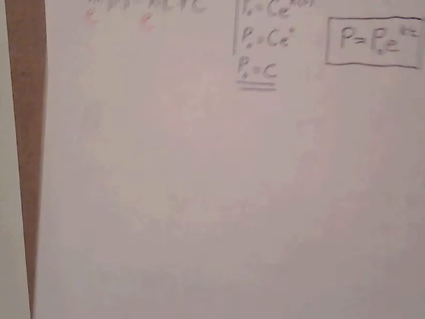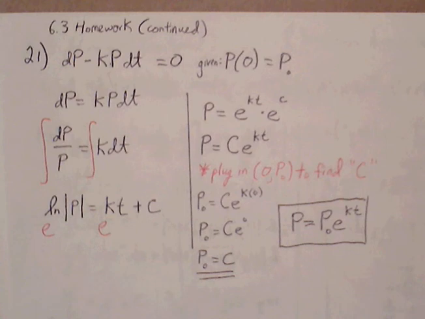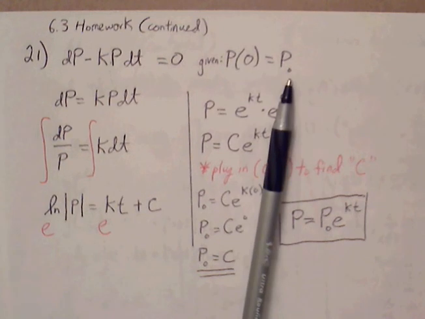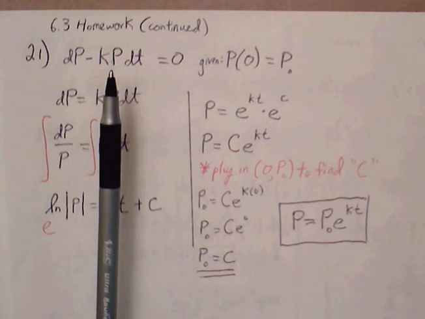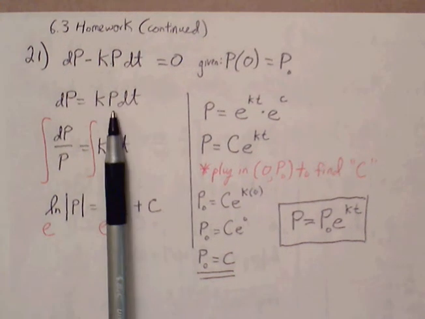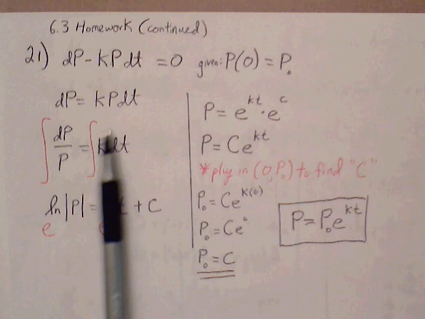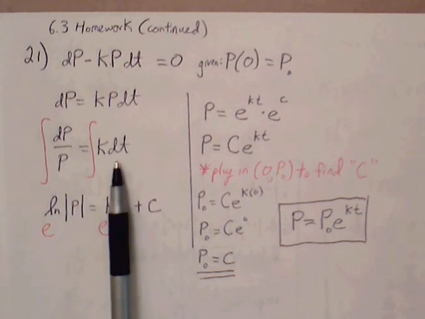All right, one more problem here. This is 21 from section 6.3. We have dp minus k dt, kp dt is equal to 0. And we're given the ordered pair 0, p sub 0. So we're going to start separating the variables. The p's on the left, everything else on the right. So add the kp dt to the right side, divide both sides by p. So now we have a variable separated, dp over p equals k dt.